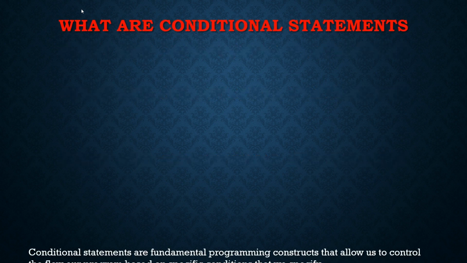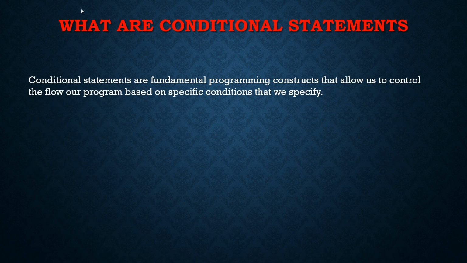What are conditional statements? Conditional statements are fundamental programming constructs that allow us to control the flow of our program based on a specific condition that we specify. Conditional statements in Python are used to control the flow of our program. They are often called control statements because they are used to control the flow of execution of our program based on specific conditions.